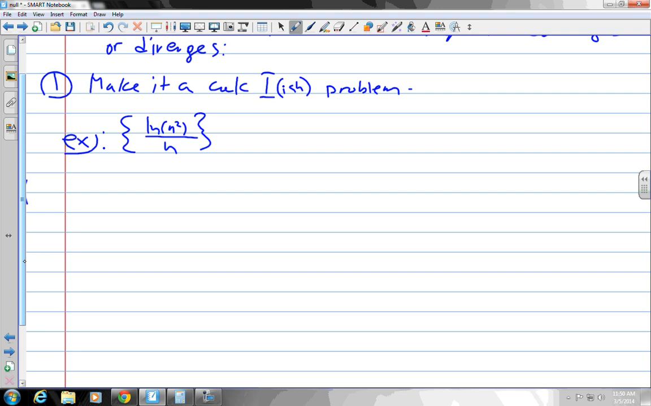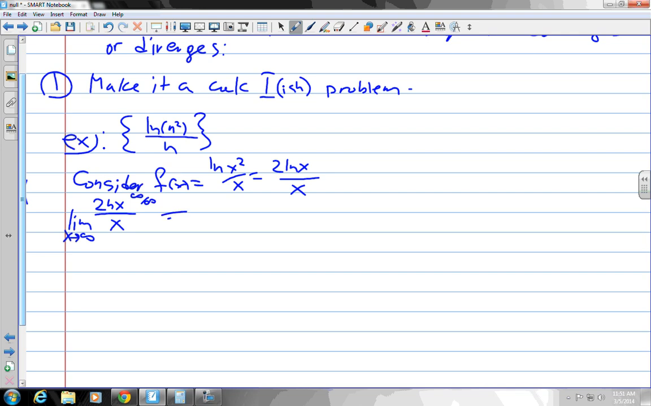Make it into a normal function and then pretend that calc 1 should cover L'Hopital, and then it makes it calc 1-ish. So consider f of x is natural log of x squared over x, which you can totally write as 2 natural log of x over x to make it a little easier. So then the limit as x goes to infinity of this function is infinity over infinity form, so we can apply L'Hopital's rule.